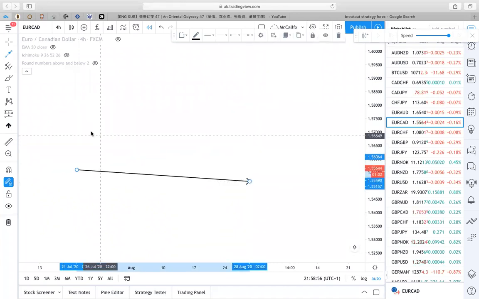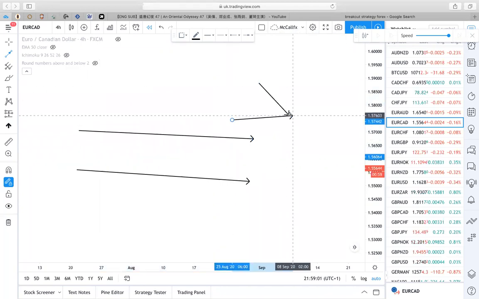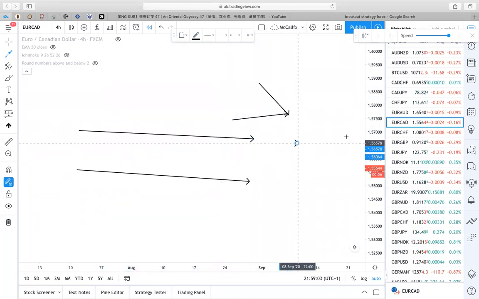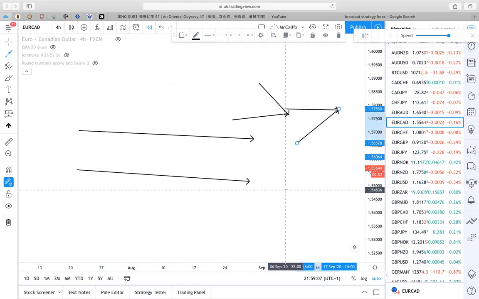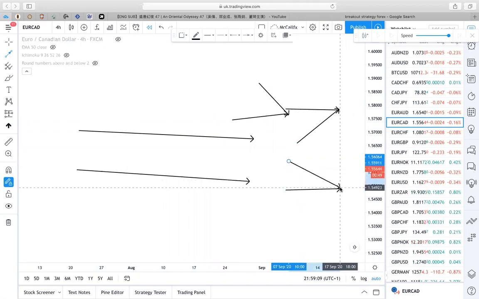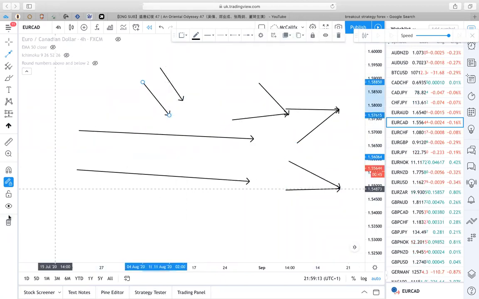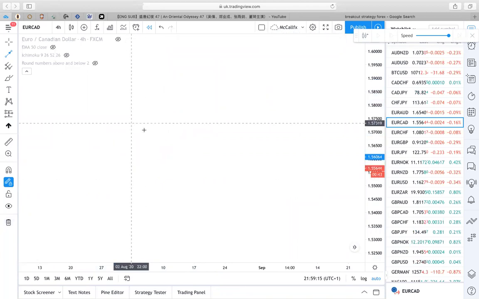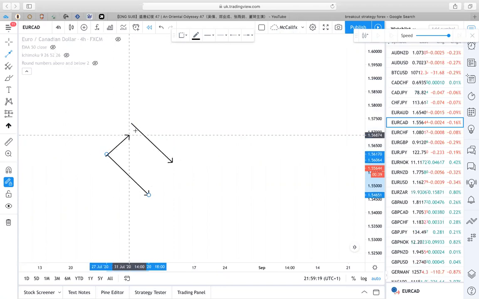You can have your zone like this. This is a zone. You can have your zone like this, or like this, or like this. You can have a zone like this. It's still a zone. So let's imagine I had a zone like this, and price was basically trading in between the zone.